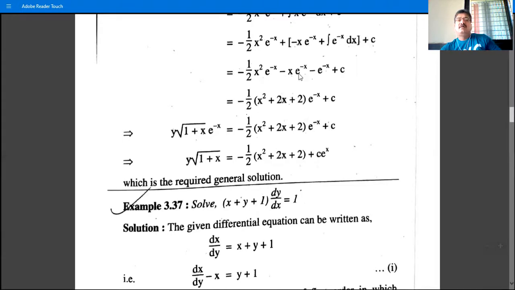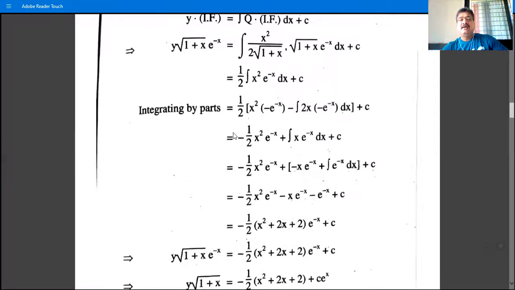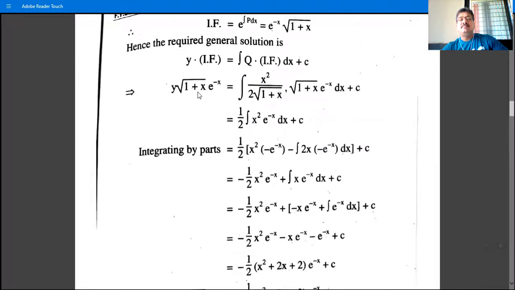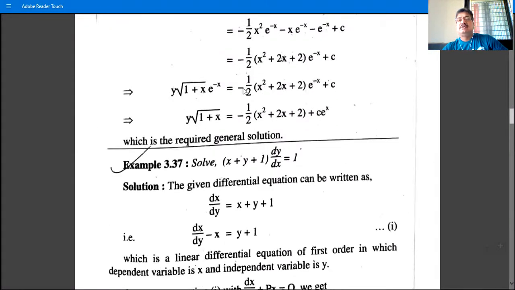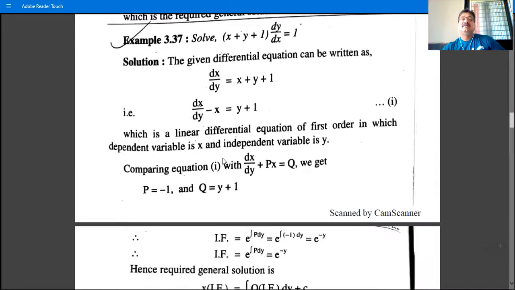So take e raised to minus x as common, we have this, and so y into e raised to minus x is equal to this, and this is the general solution of the given differential equation. So dividing by e raised to minus x, that is multiplying by e raised to x, we have this step. So write either this as the final answer or this as the final answer.